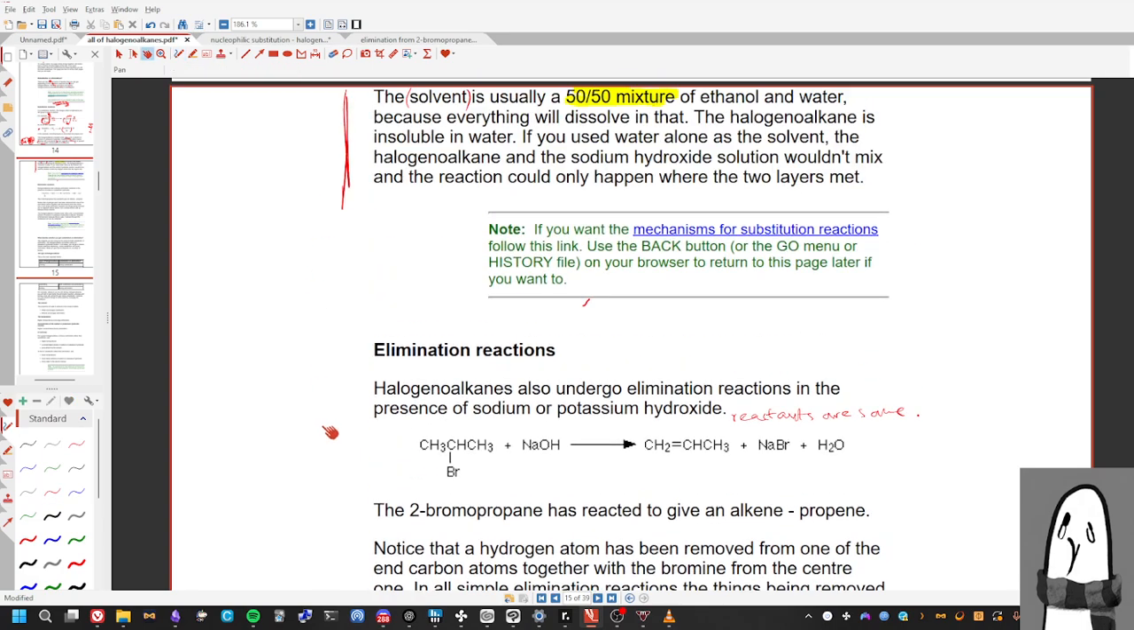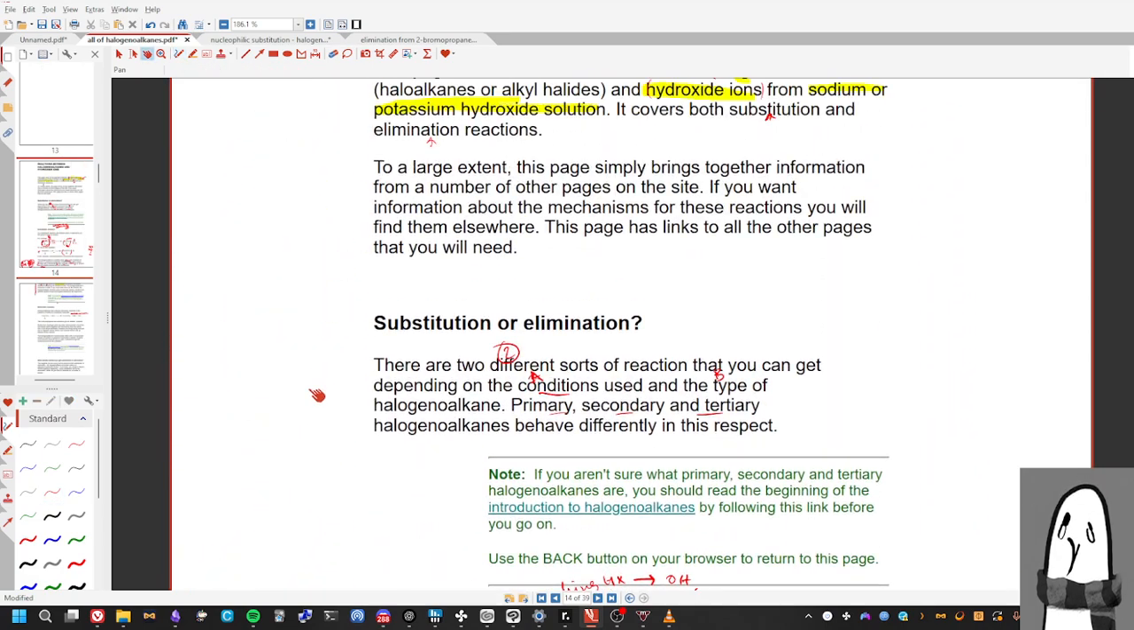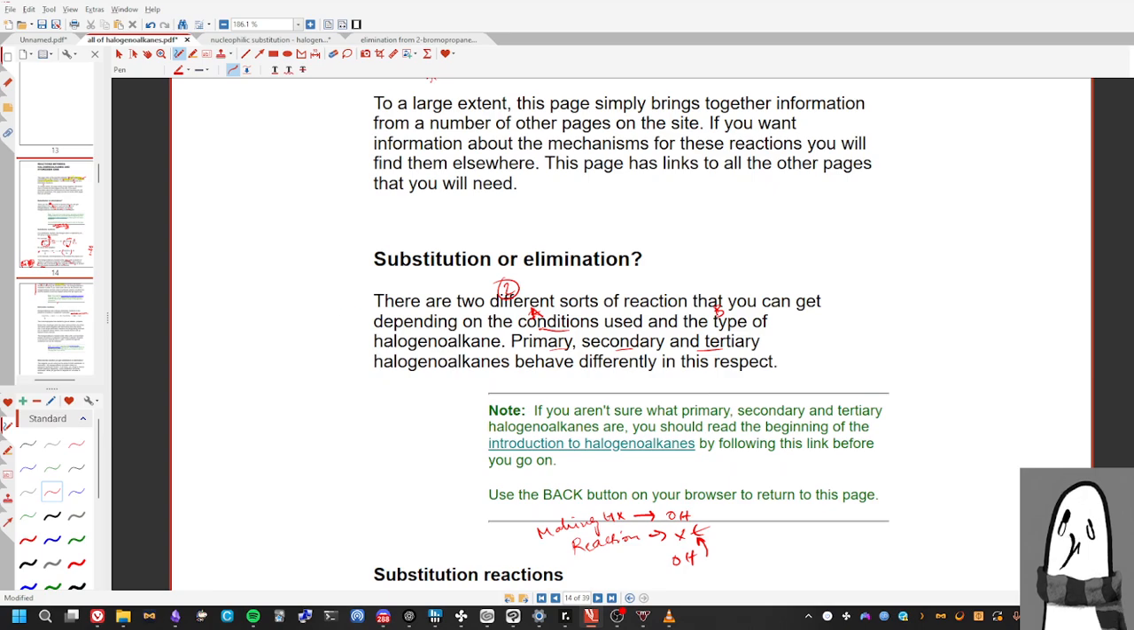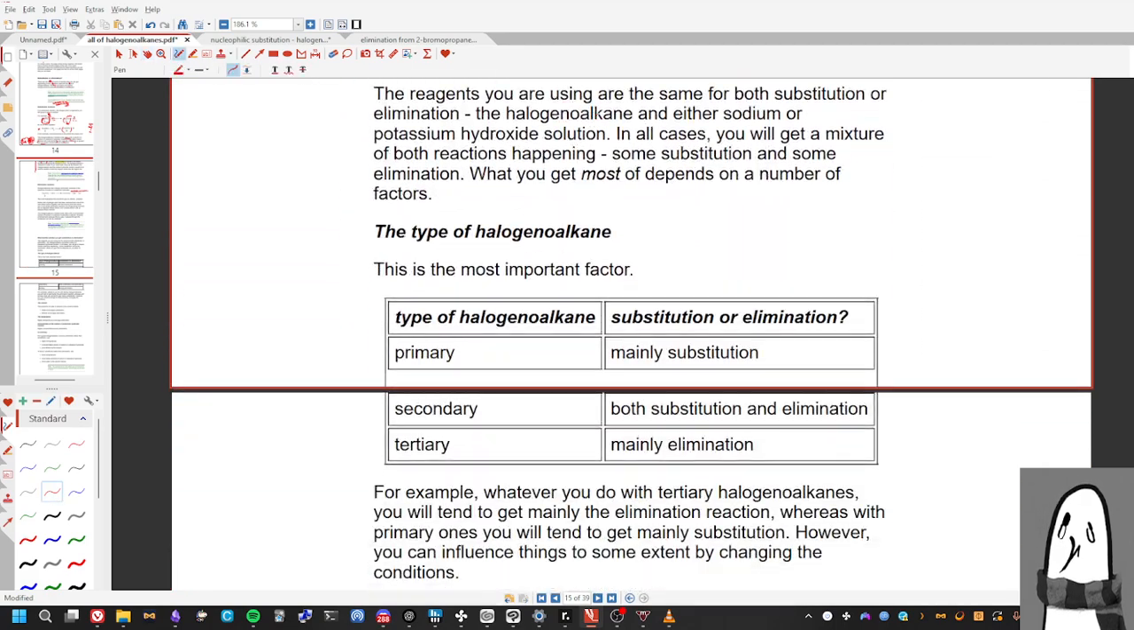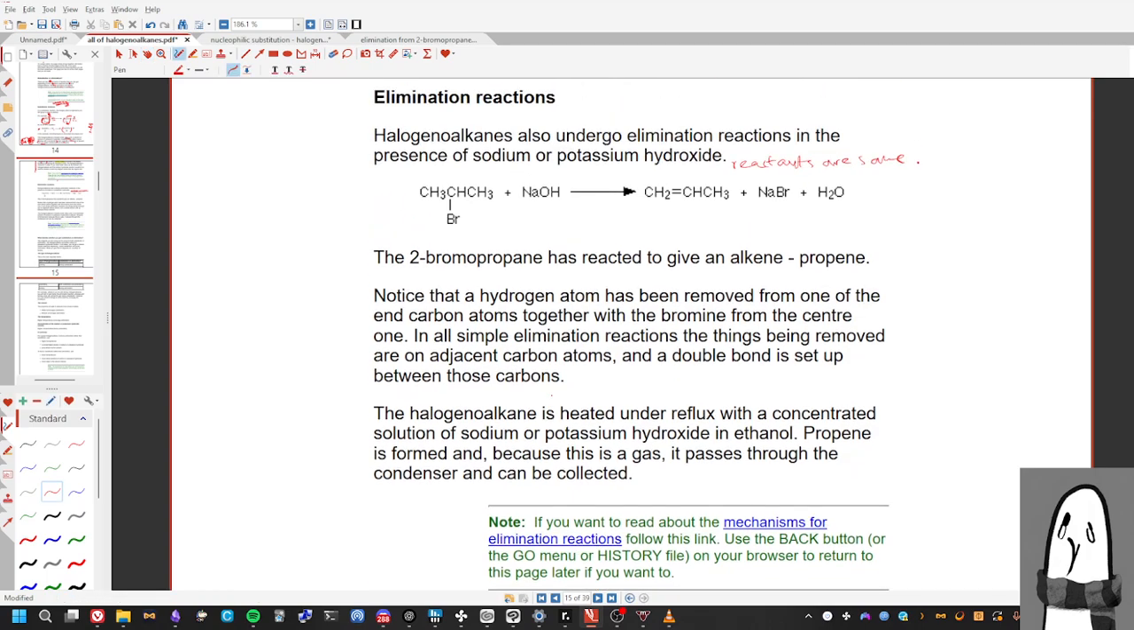First of all, before we go into this, note what they said before. There are two different sorts of reactions that you can get depending on the conditions used and the type of halogenoalkane. So A and B, either the conditions used or the type of halogenoalkane. And there are two different sorts of reaction, which are substitution or elimination. So over here, 2-bromopropane has reacted to give an alkene, propene.